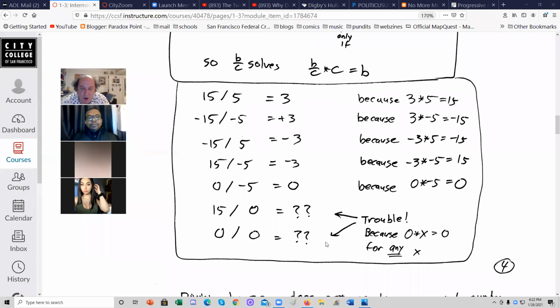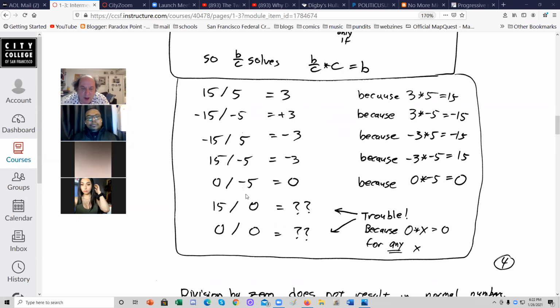Now the next few are a problem. 0 divided by negative 5. What times negative 5 is 0? Well, 0. Thus, 0 times negative 5 is 0.